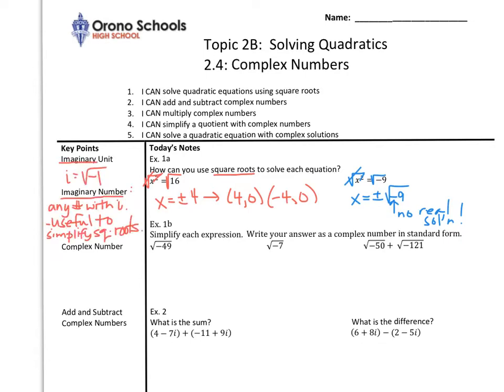In order for us to try to simplify a square root, we introduce the imaginary unit i. It literally represents an imaginary solution. The definition for i equals the square root of negative 1. An imaginary number, then, is any number that has an i associated with it. And this imaginary number is useful in helping us simplify square roots.